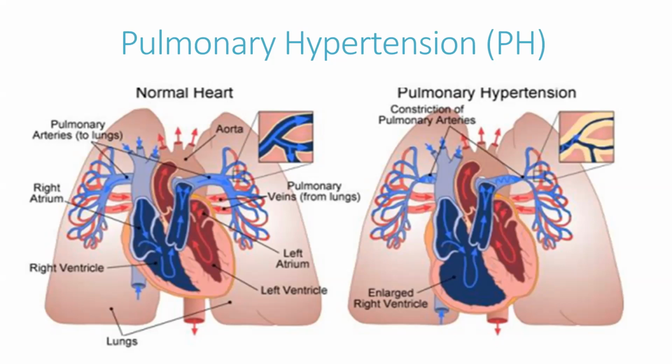Eventually the myocardium, which Ms. Doig taught you about, the layer of the heart, cannot keep up. So the right ventricle becomes hypertrophied, enlarged, and dilated.